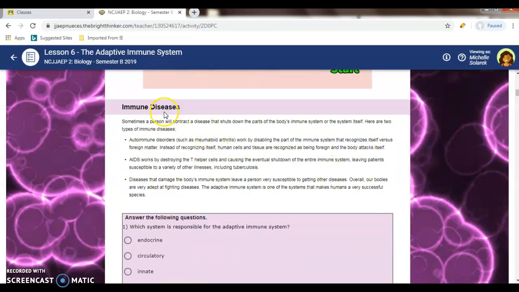And then now we have immune disease, where people contract a disease that shuts down part of the body's immune system. There are types of immune diseases, such as autoimmune disorders like rheumatoid arthritis. And then we have others such as AIDS, which works by destroying the T helper cells, causing an eventual shutdown of the entire immune system, leaving the patient susceptible to a variety of other illnesses, such as tuberculosis. The adaptive immune system is one of the systems that makes humans a very successful species, because it is important for fighting off infections.